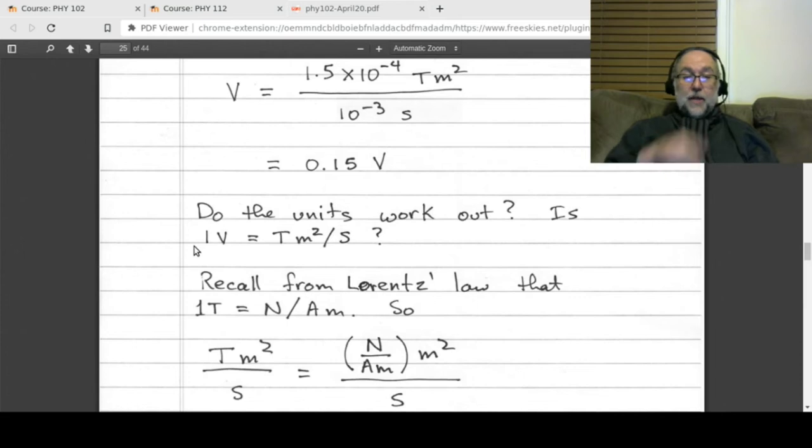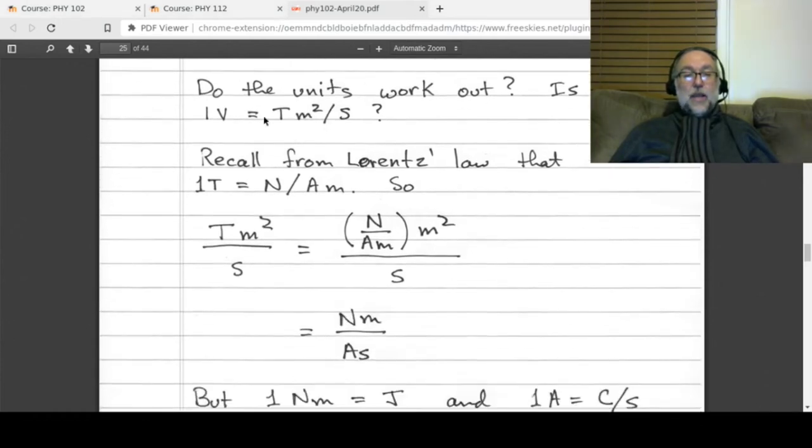And now the next question is, do these units work out? Namely, if you take a tesla meter squared and divide it by a second, does that really give you a volt? Because I just said that it gives you a volt, and it's MKS, so it should give you a volt, but does it actually work out to a volt? So let's take a look at that. Let's find out, is a volt really equal to a tesla meter squared per second?